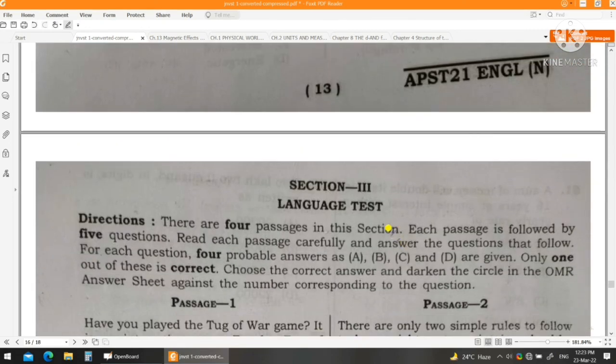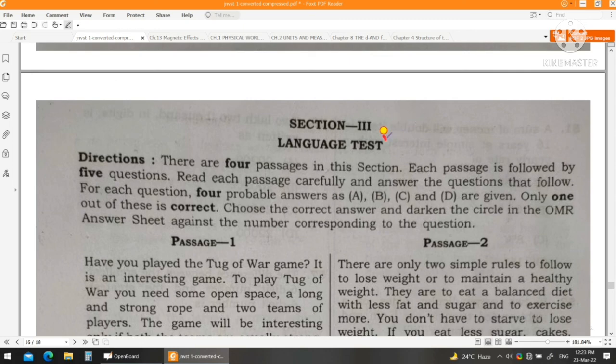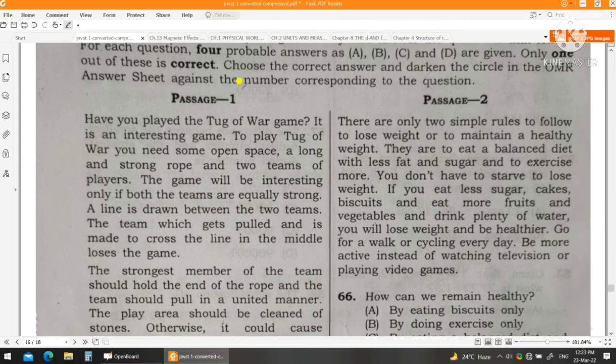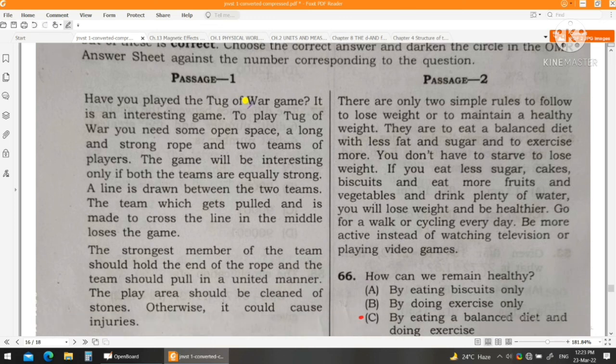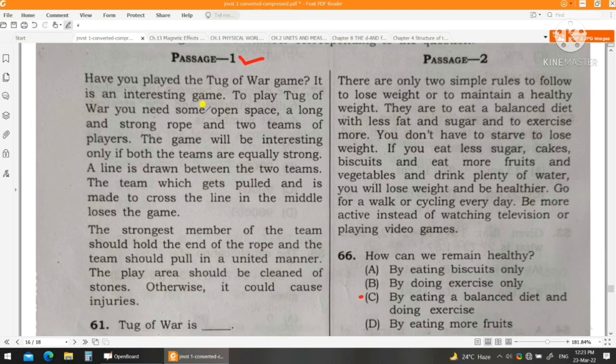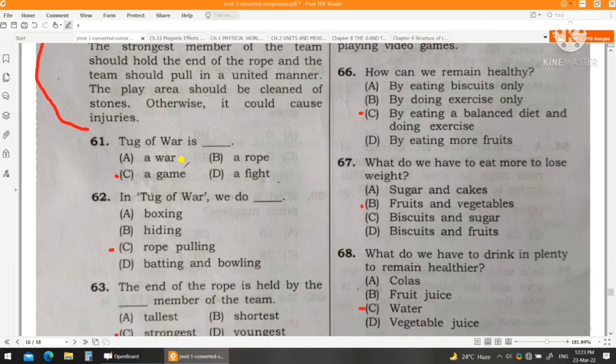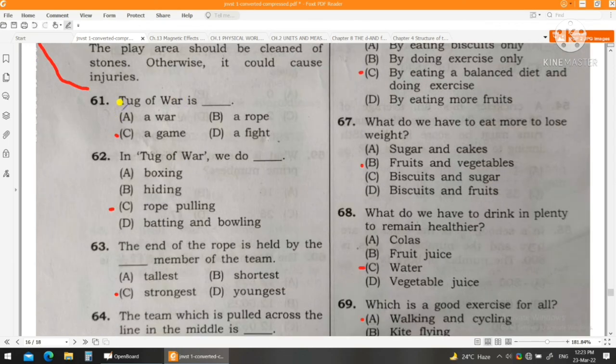Now the next part is the language test, and of course that language is English. In this there are four passages given. In the first passage, four related questions are there. First of all you have to read this passage, and related questions are given. In these questions I have just given you the answers directly.